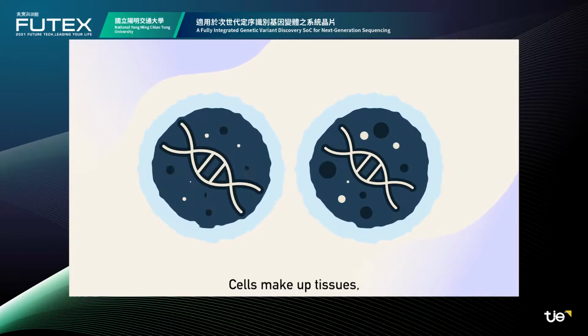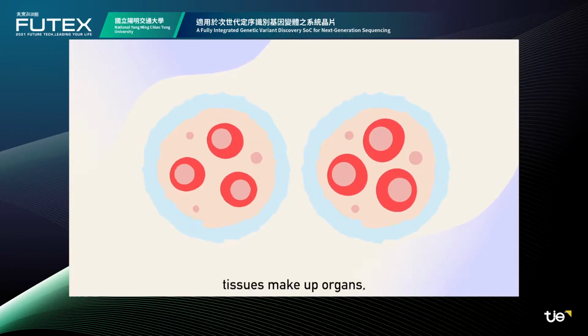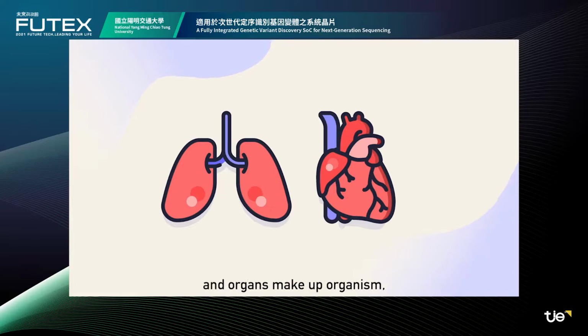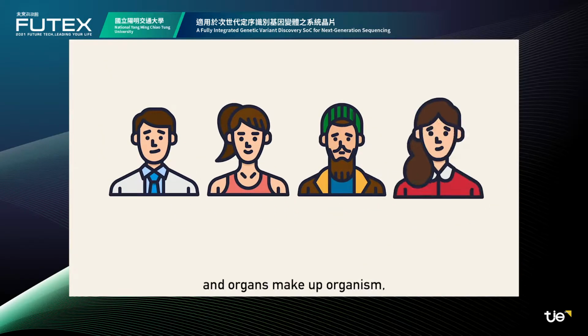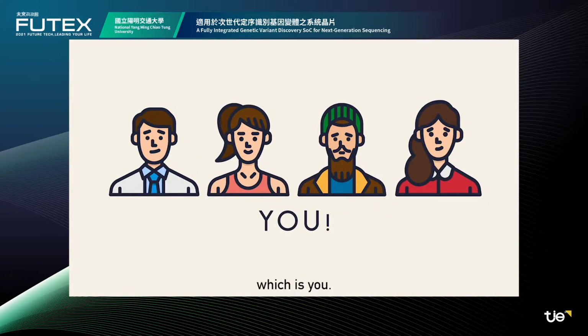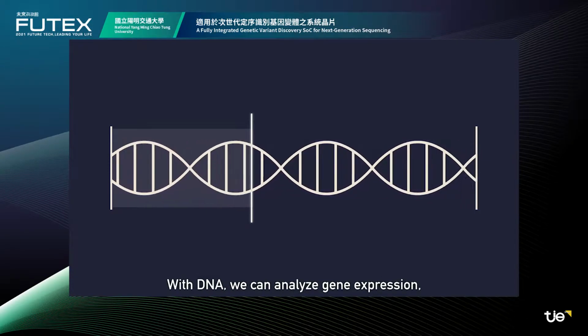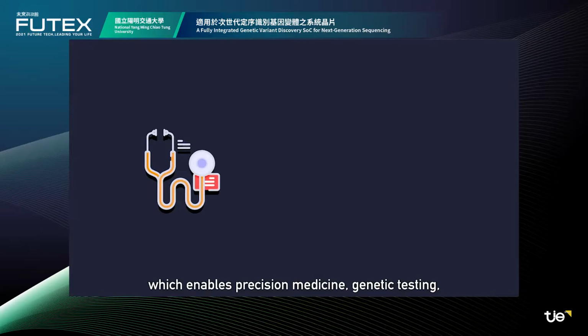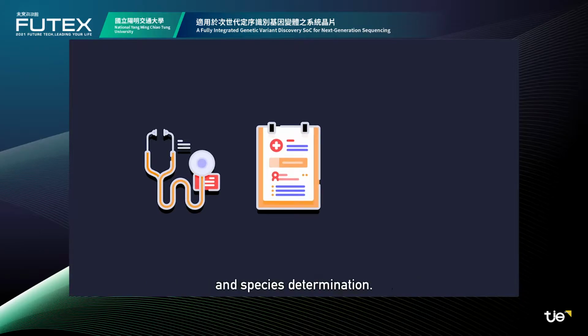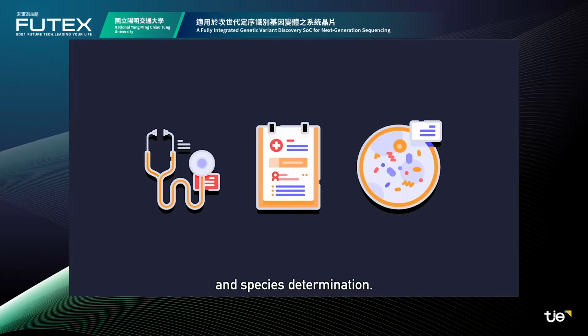Cells make up tissues. Tissues make up organs. And organs make up organism, which is you. With DNA, we can analyze gene expression, which enables precision medicine, genetic testing, and species determination.